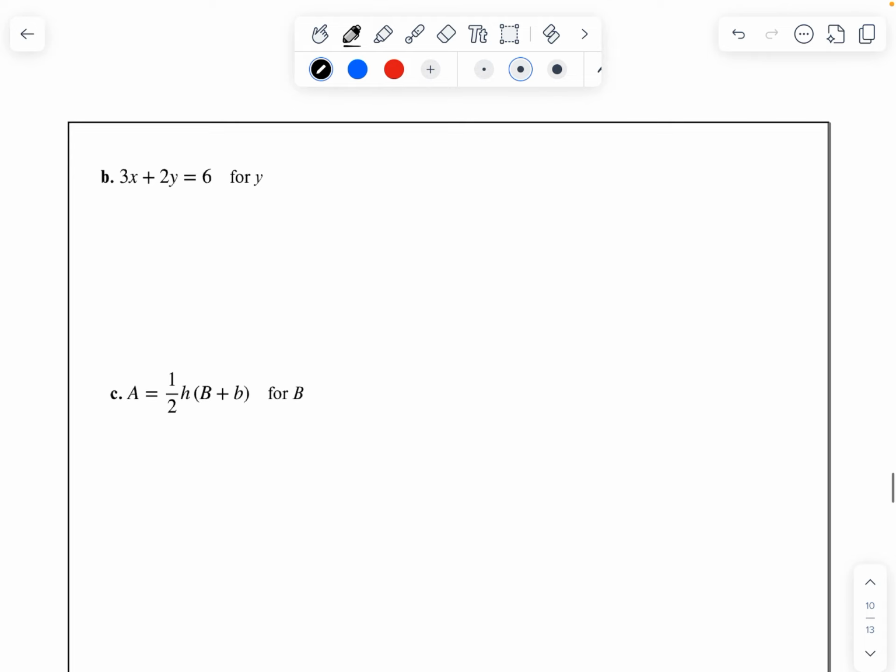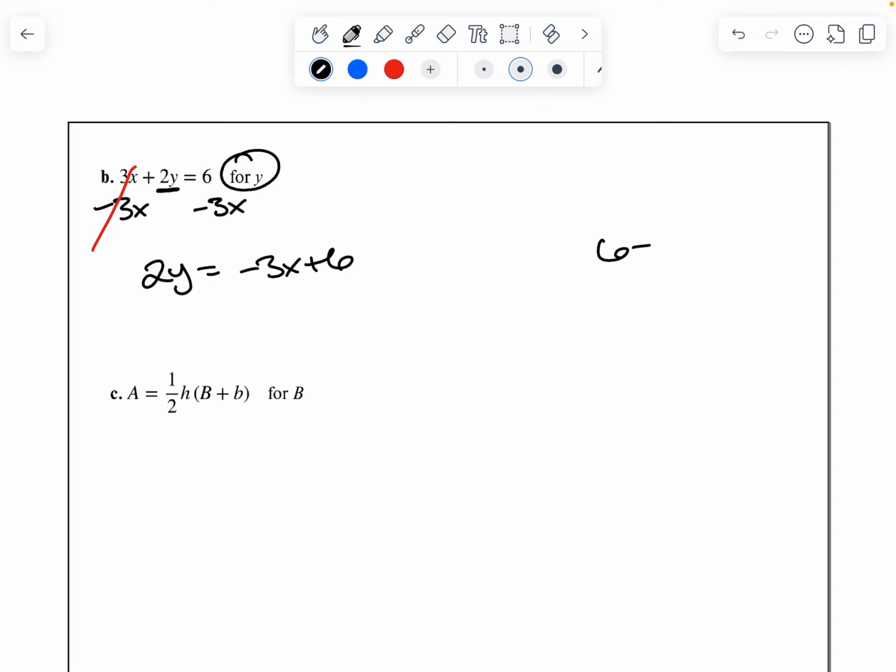Here's another example. We've got 3x plus 2y equals 6. We're trying to solve it for y. That means we're trying to get y by itself. Just like in lesson 1.1, when we're trying to solve an equation, we're going to use those additive properties first. So to get y by itself, I'm going to first get the furthest thing away from y to go away. So I'll subtract 3x, subtract 3x. What that leaves me with is 2y equals negative 3x plus 6. You could have written that as 6 minus 3x. It's the same exact thing. It does not matter what order they come in.